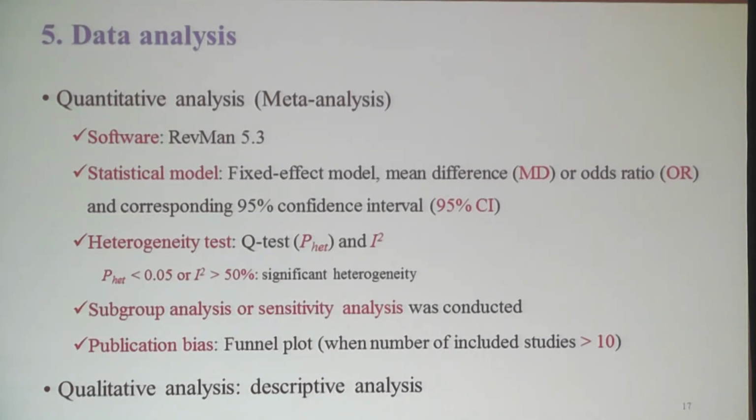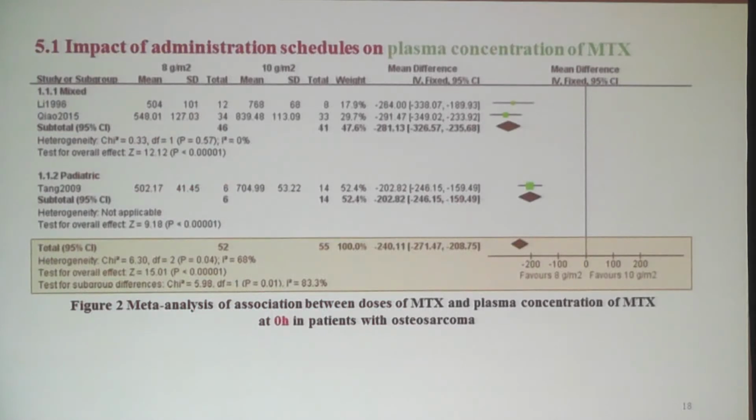Finally, we analyzed the data by meta-analysis and qualitative analysis. We used the software Review Manager and a fixed effect model. We adopted the Q-test and I-square to evaluate inconsistency. If there was significant inconsistency, we referred to the results of subgroup analysis or sensitivity analysis. And if the number of included studies was more than 10, we evaluated publication bias by funnel plot.